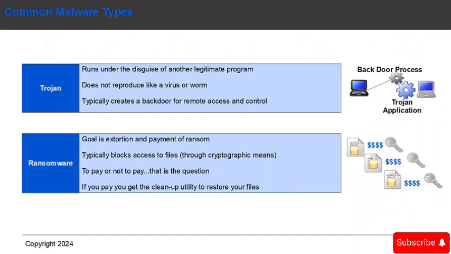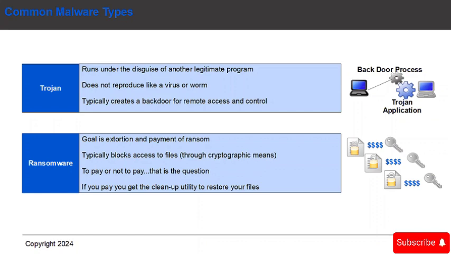A Trojan is another subclassification of malware. A Trojan is deceptive. It runs under the disguise of another more legitimate program. And it doesn't reproduce and it doesn't spread like a virus or a worm. Instead, it typically creates some type of backdoor for remote access and remote control.